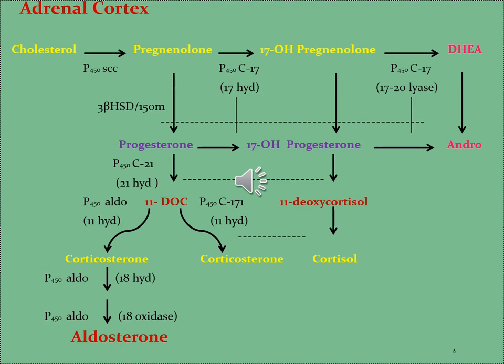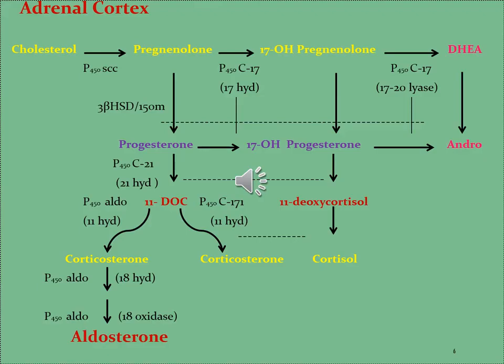In the next step, the 17-hydroxypregnenolone is changed into DHEA, that is dehydroepiandrosterone, by the effect of the enzyme P450c17. DHEA, that is dehydroepiandrosterone, is a hormone produced by your body's adrenal glands. These are the glands just above your kidneys. DHEA supplements can be made from wild yam or soy. DHEA is further rearranged into androstenedione by the effect of the enzyme 17,20-lyase.